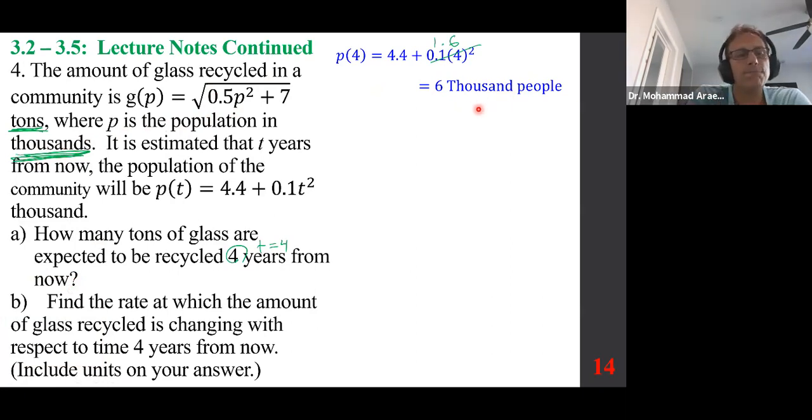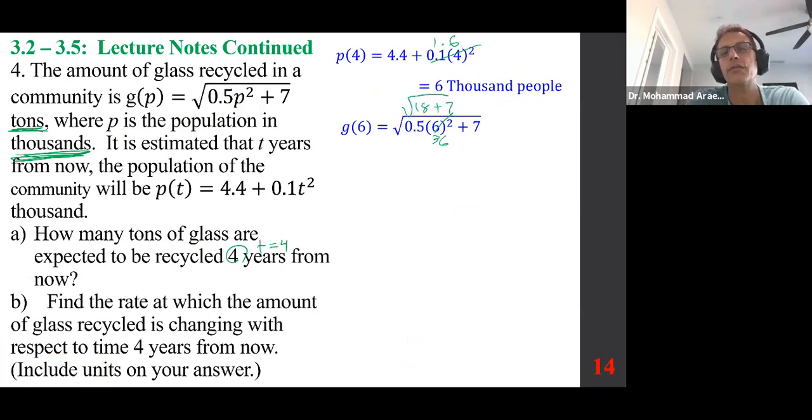How many tons of glass is it now? Plug in 6 here. When we plug in 6, what happens? This is something you should know quickly. 6 squared is 36. Half of that is 18. So 18 plus 7. So you're looking at the square root of 25. So the square root of 25, the answer is 5.